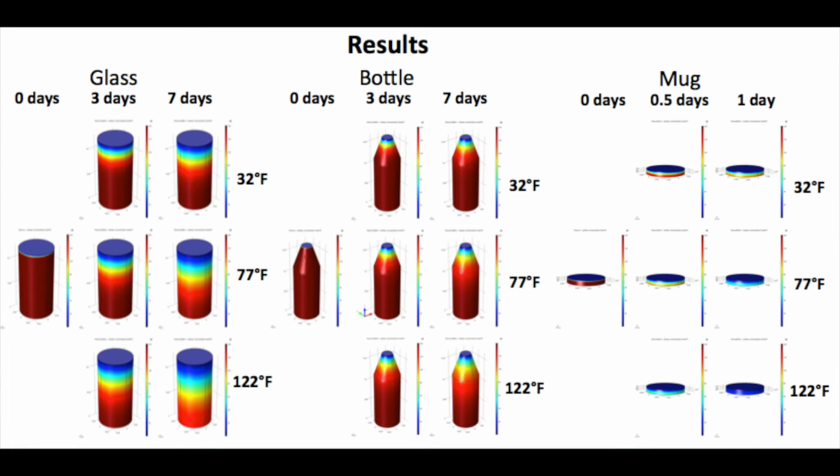We ran the simulation using 3 different geometries, a glass, bottle, and mug, as well as 3 different temperatures. As you can see, the more exposed surface area and the higher the temperature, the more CO2 that leaves the system, as well as leaves it quicker, as shown in the mug, which has a runtime of 1 day, and the bottle and glass, which have runtimes of 7.